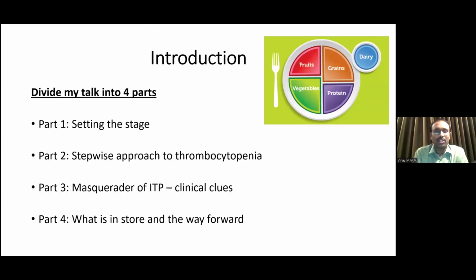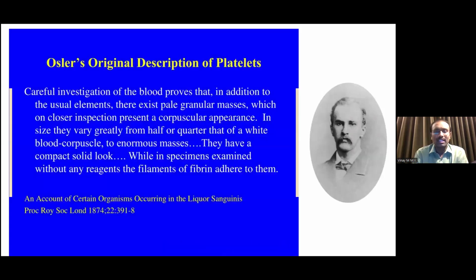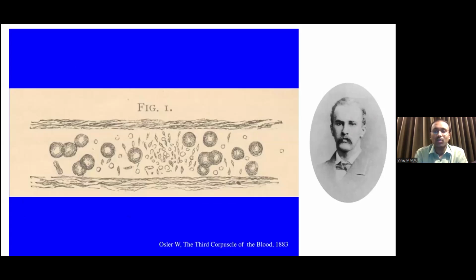I'll divide my talk into 4 stages. First, we'll set up the stage of thrombocytopenia, then try to do an algorithmic, stepwise approach for thrombocytopenia, and then look at some masqueraders of ITP with some clinical clues, and then talk about what is in store and the way forward.